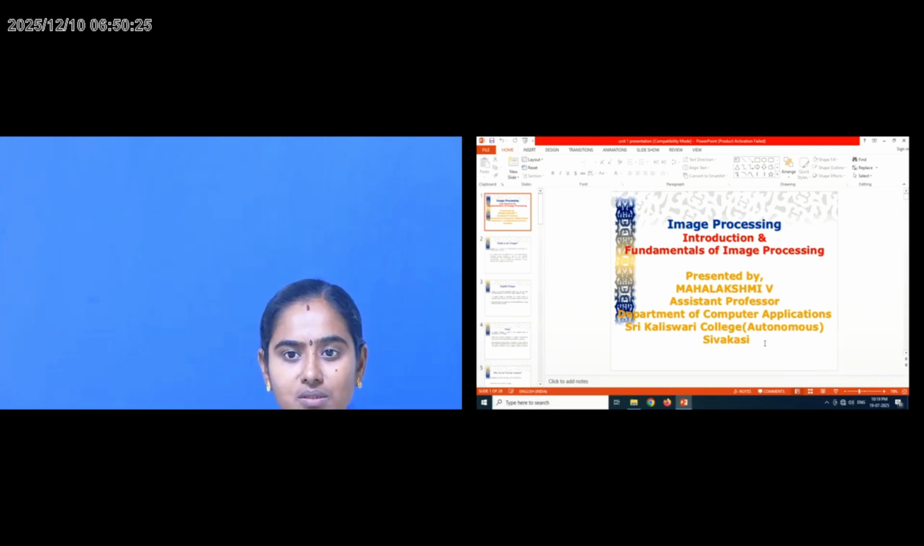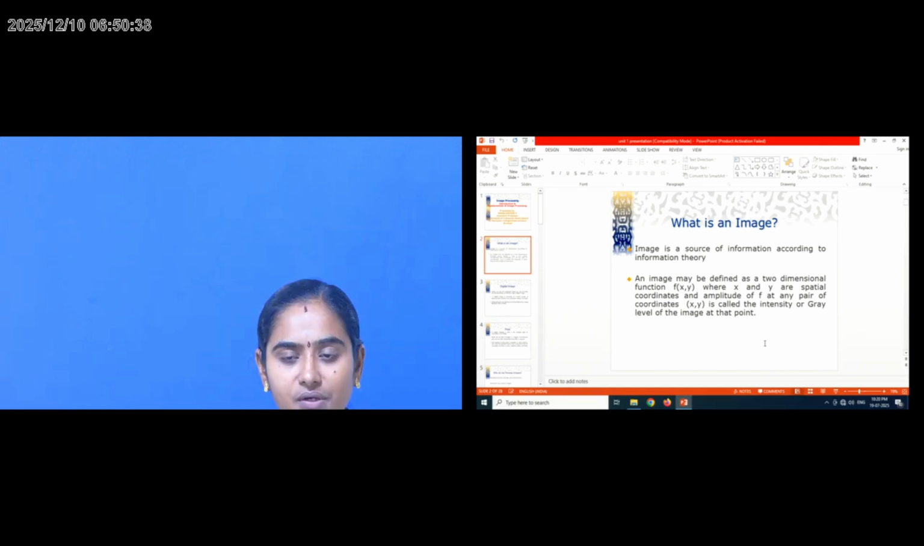Today we are going to discuss the fundamentals of image processing. Image processing plays a vital role in the research area. Before we discuss the fundamental steps, we need to know what an image is.